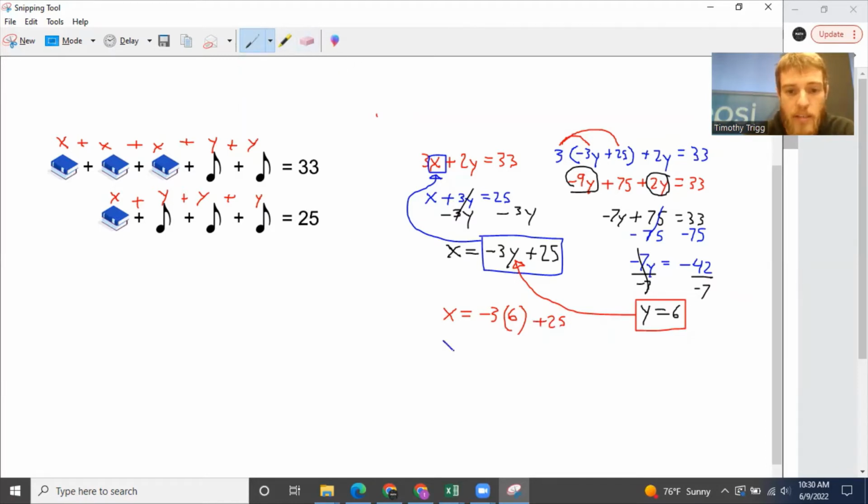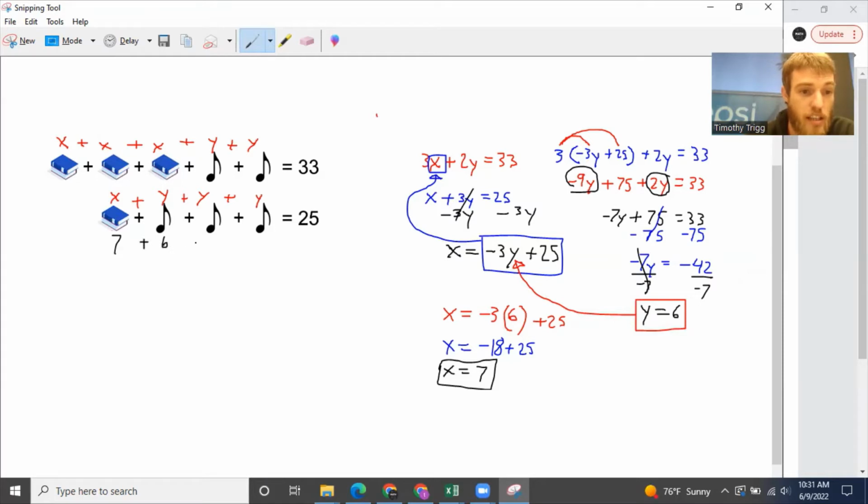Now we could easily solve for x here. -3 times 6, negative times positive is negative, so that's -18, plus 25. Here, what is -18 plus 25? Well, that's 7, positive 7, because you have more positives in this case. So x is 7, so the pile of books is a 7, and each of the music notes is a 6.